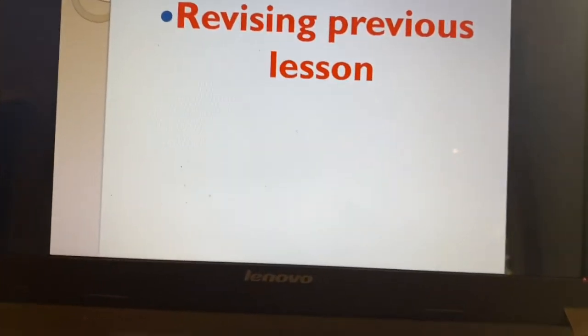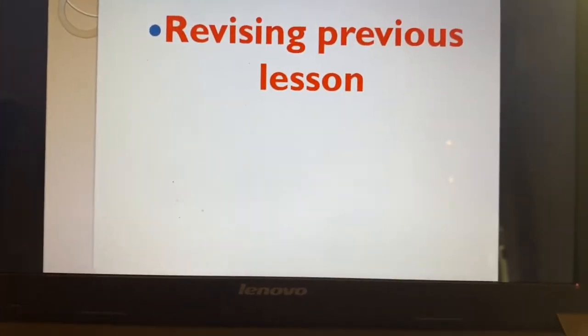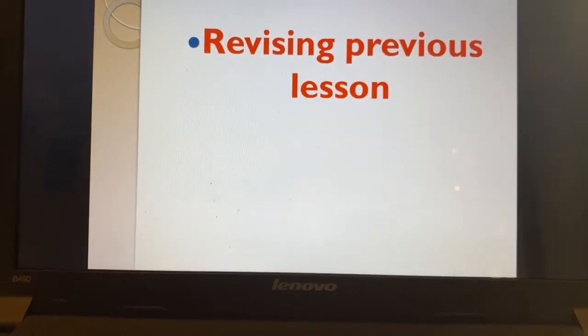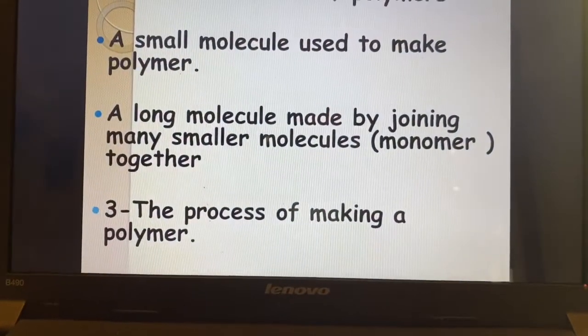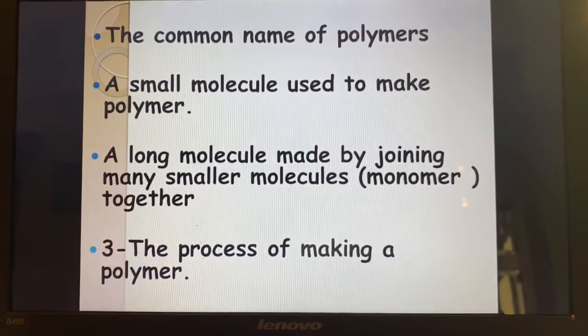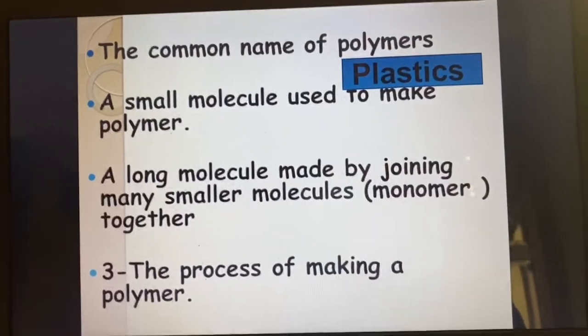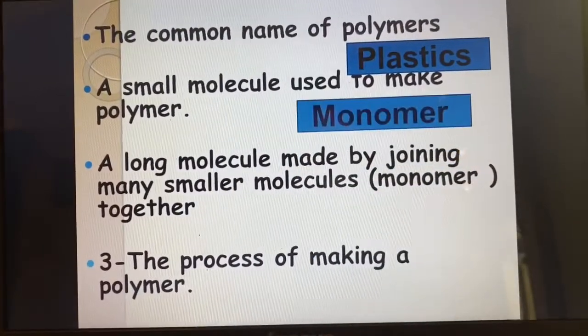A new lesson, but before that we have to revise our previous lesson. As you remember, last time we have talked about polymerization. Together, the common name of polymers, we called it plastics. A small molecule used to make a polymer is called monomer.